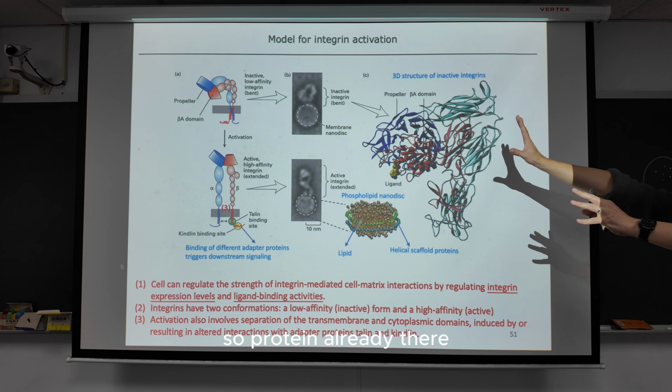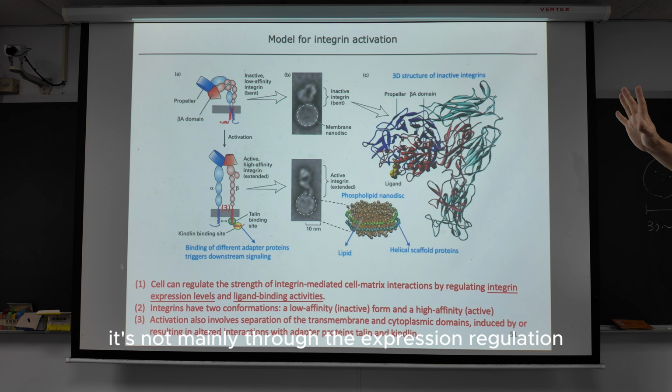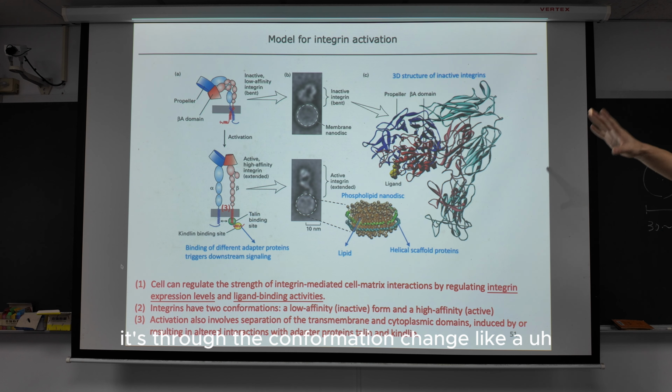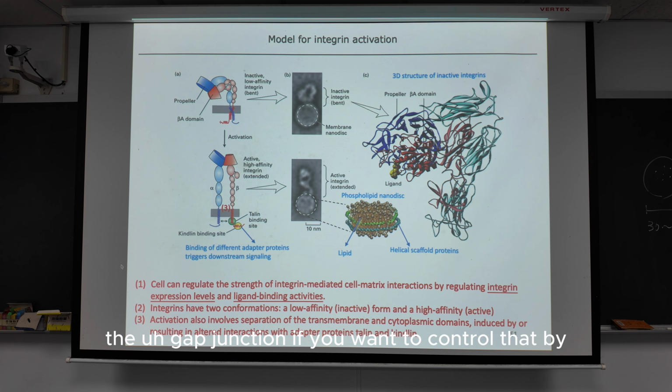The protein is already there, so it's not mainly through expression regulation. It's through conformation change, like the gap junction. If you want to control gap junction function by expression level, it's too slow; changes happen on the scale of hours. But if you modify them to change their conformation, like by phosphorylation, it could be on the millisecond scale. It's also the case here.